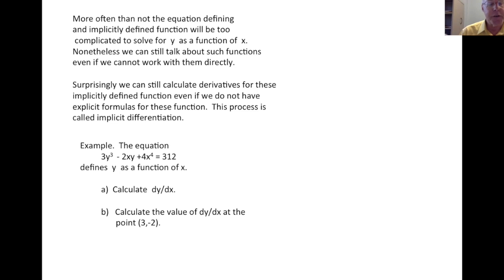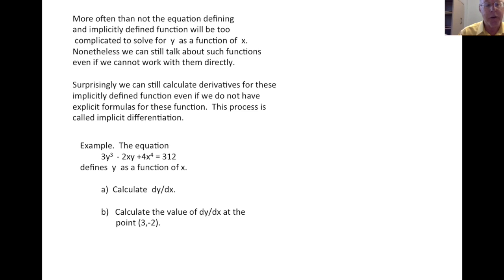The first is this. Let's consider the equation 3y cubed minus 2xy plus 4x squared equals 312. And we're going to say this defines y as a function of x. So we've made the choice here that I'm going to be given the x first, and then I'll put it in that equation and solve for y. Now solving cubics can be very difficult, so we don't really want to bother with trying to find a formula for y, if in fact that was possible at all.